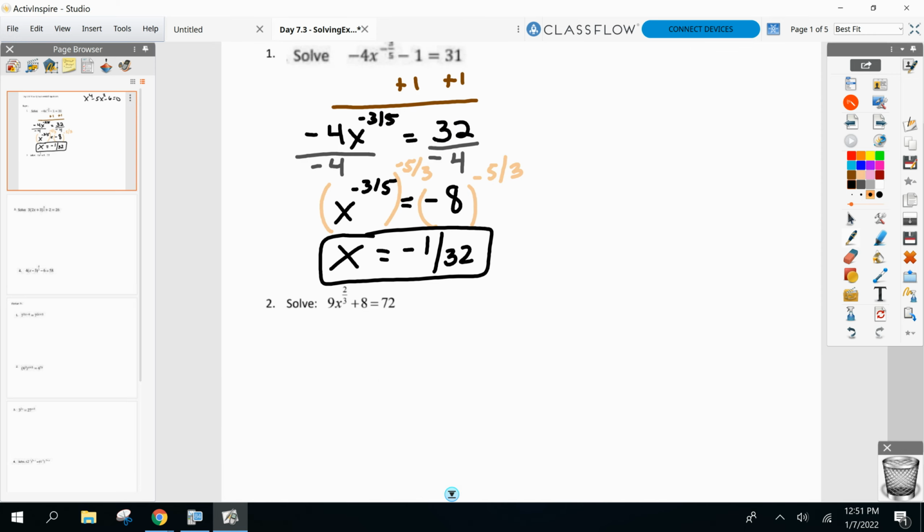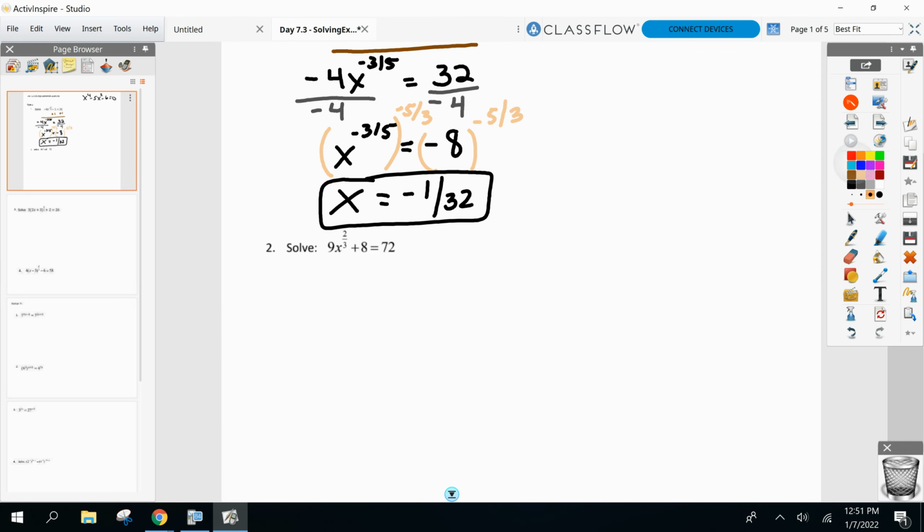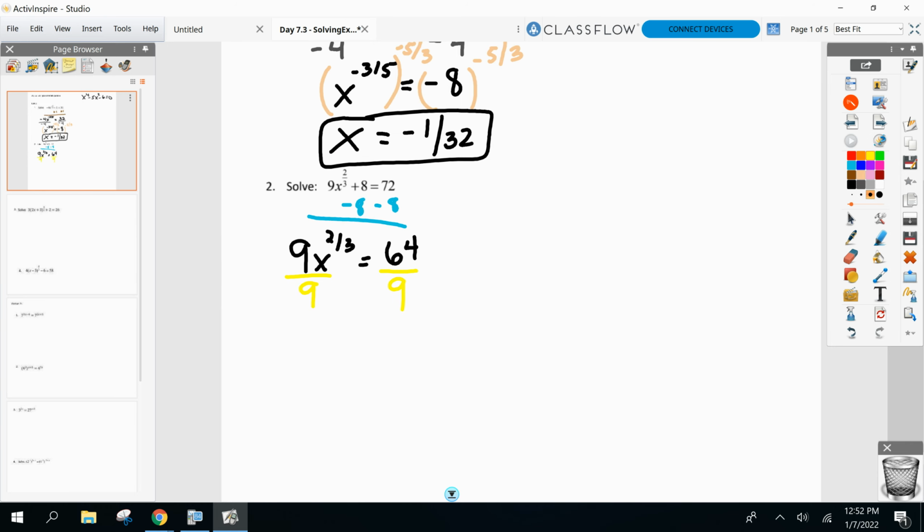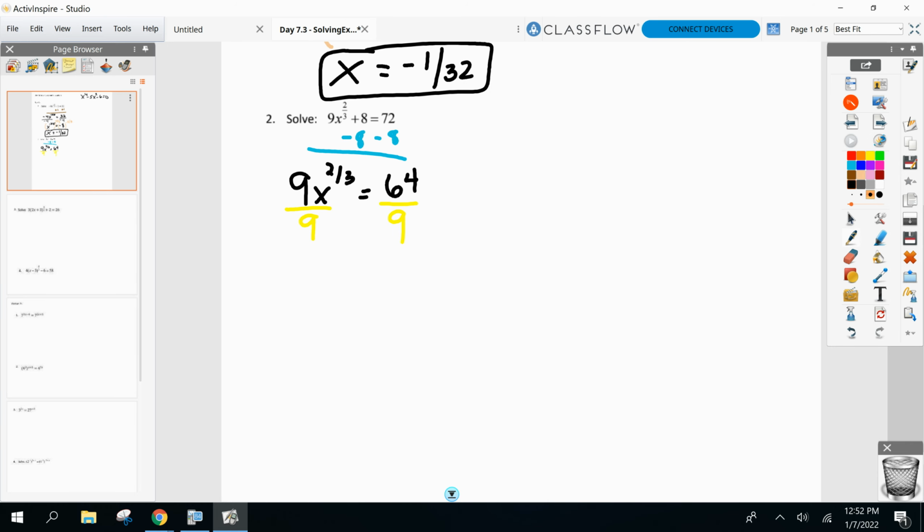All right, how about 2? What's got to get out of there now? 8, yep. Nine x to the 2/3 equals 64. Next up, what's got to get out of there? Yep, 9's out. And I know that's probably not going to look pretty on the calculator, so leave it as a fraction. Nobody wants to see decimals. Or nobody wants to deal with them either. So just leave it 64 over 9.